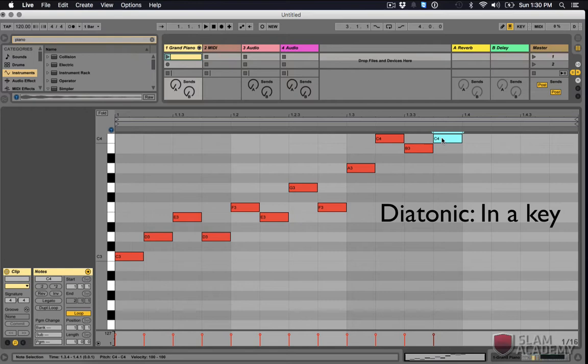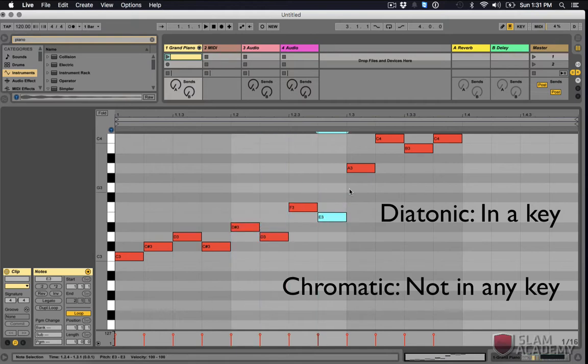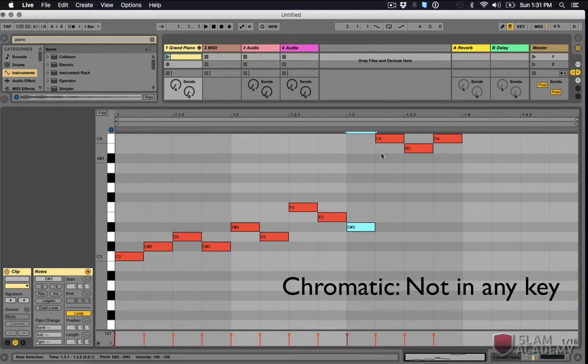The opposite of diatonic is chromatic. Chromatic means it's not in a key. It's all over the place. I'll give you an example of chromatic here. I'm just trying to put notes really close together. So here's a chromatic line.